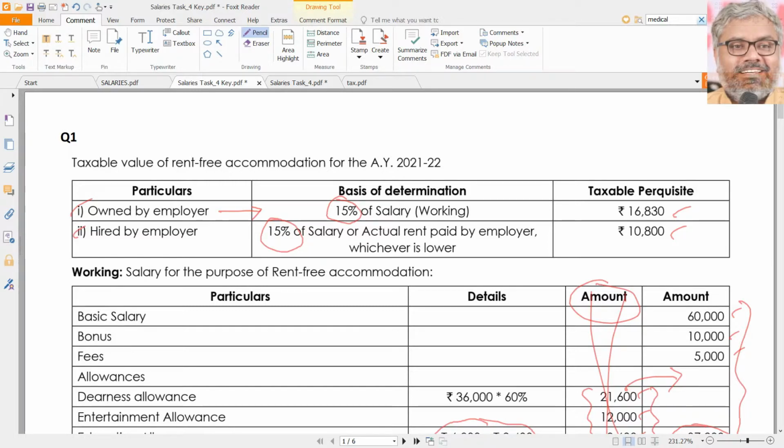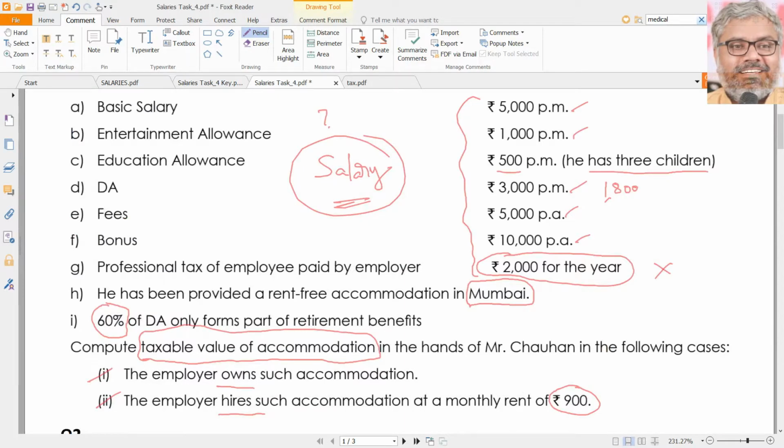we have to look at the city. In case accommodation is hired by the employer, there is no need to look at the city or population of the city. It doesn't matter. Simply 15% or actual rent, whichever is lower, will be the value of perquisite. In this case, since city is clearly given in the question as Mumbai, that much we should know. Definitely Mumbai population is more than 25 lakhs.